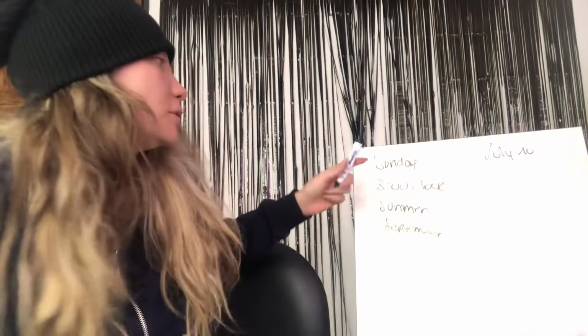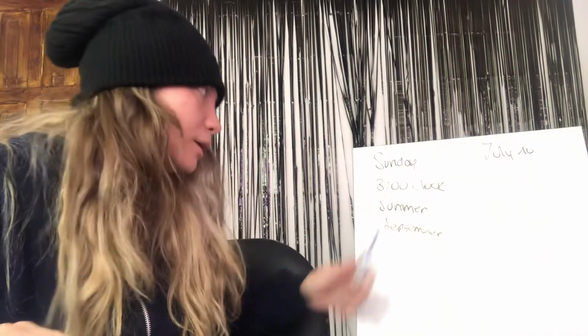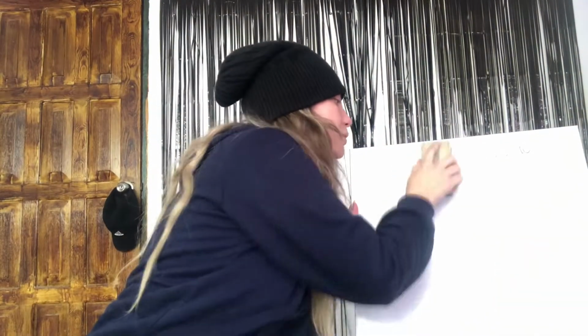So here we have Sunday, 3 o'clock, summer, September, July 10th. All of these words, like dates, months, days, are called, or we use as, prepositions of time. Okay, we use it as prepositions of time, and this is the topic of the class.